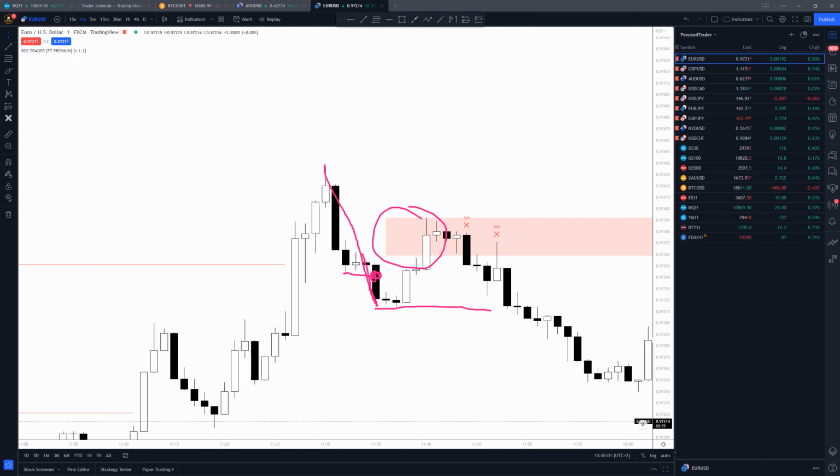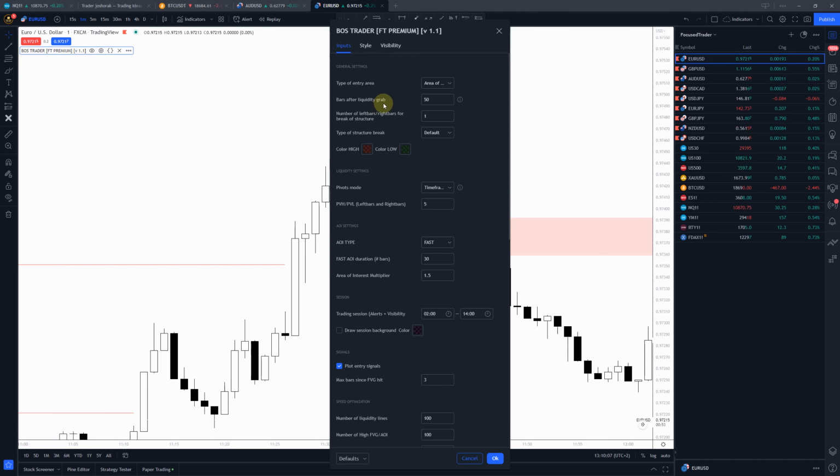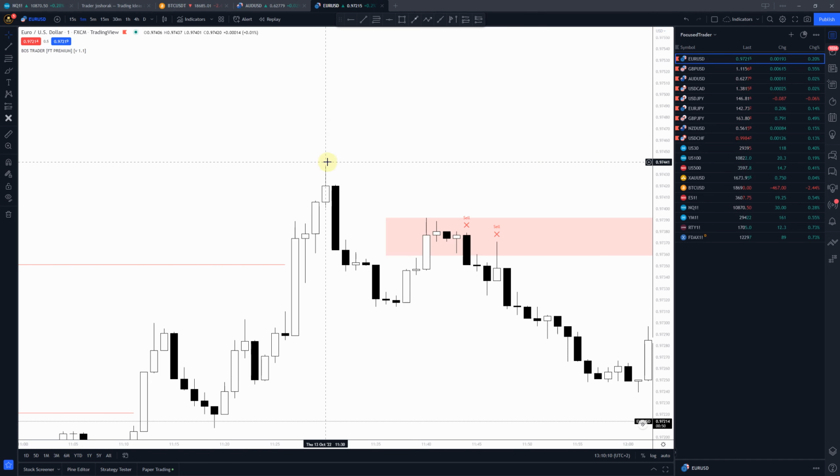So right now you should understand how we define structure. We define structure by pivot highs and pivot lows, which are basically the swing highs and lows, and those are the bars that have a specific number. In our case, 1 bar on the left and right.